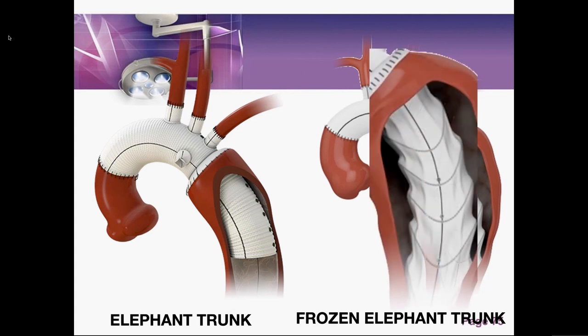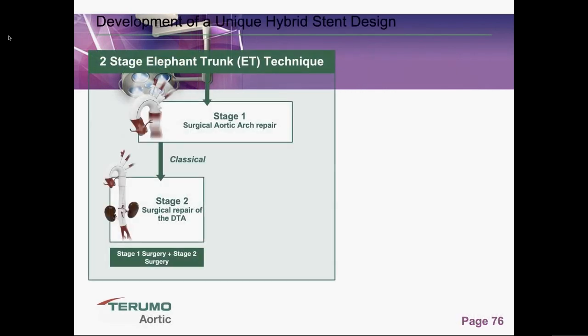Having this stent at the distal part has a few advantages. There are a few advantages to the frozen elephant trunk technique. It essentially converts a two-stage procedure into a single stage.